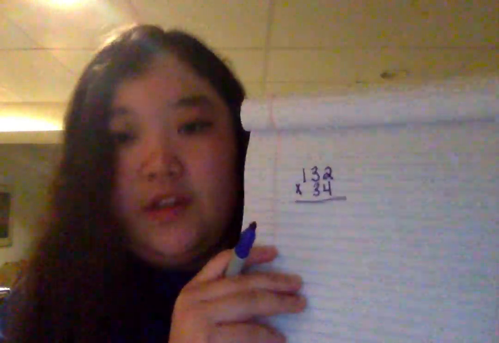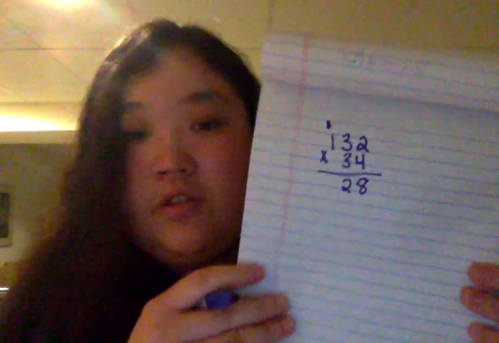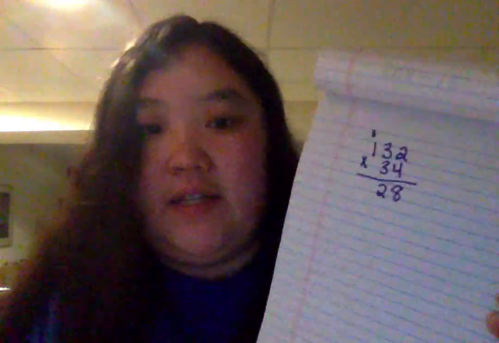We're going to start with the 4 in 34, and we're going to multiply it by each digit in 132. So, 4 times 2 is our first part, which is going to give us 8. Then 4 times 3 is going to give us 12, and we're going to put the 1 over the 1 in 132. 4 times 1 is 4, plus 1 is 5. Once you're done with that little 1, cross it off so you don't use it again.